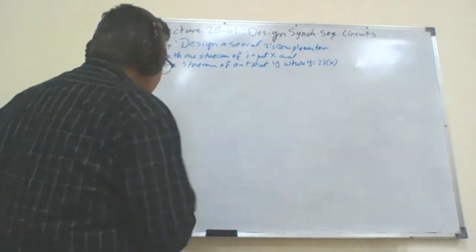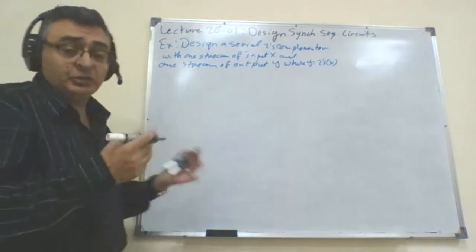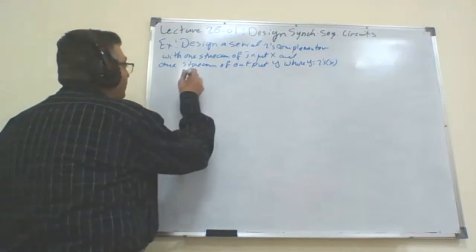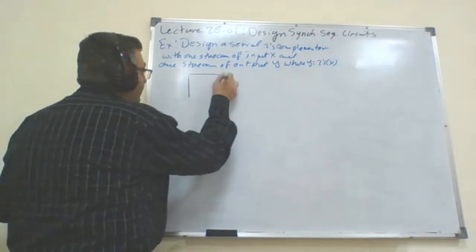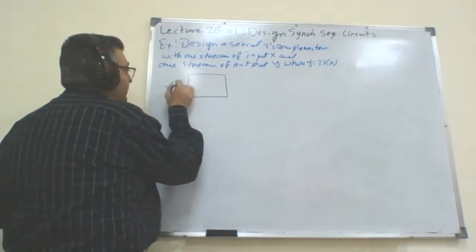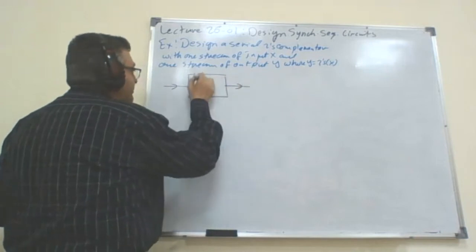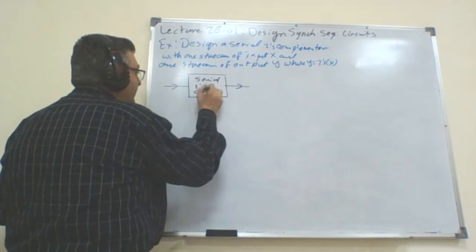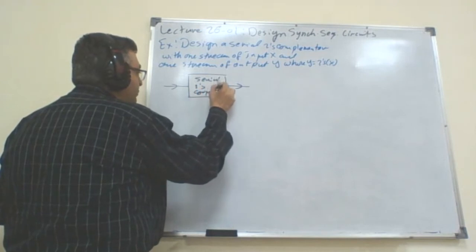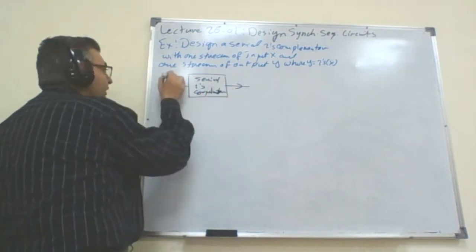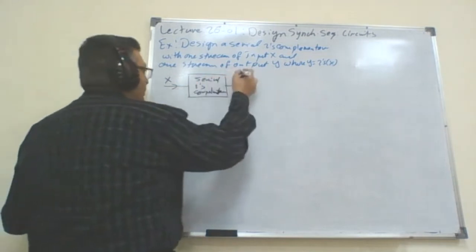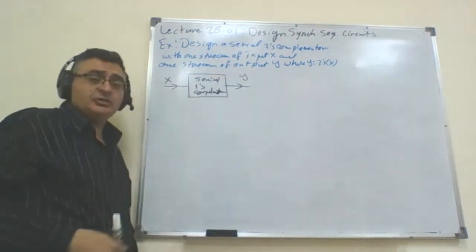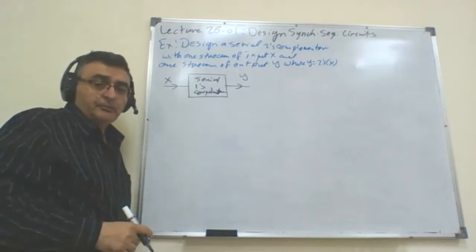First of all, just to show you what this circuit is, we want to build a block diagram for the problem. And the block diagram is very simple. It's a circuit called serial 2's complementer. It has X as a stream of input and Y as a stream of output. So what I have drawn here is simply the block diagram for the problem.